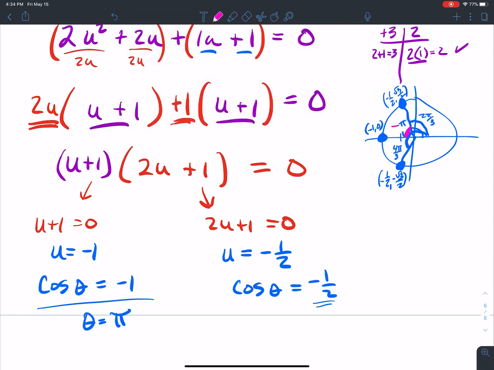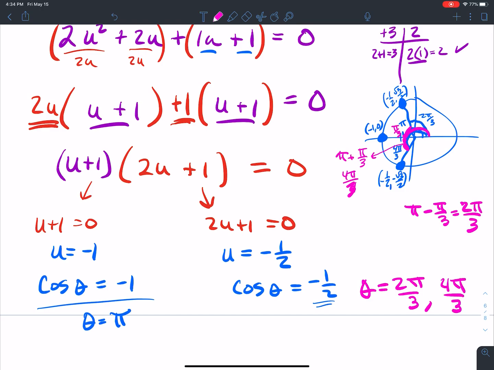You know you're going up pi over 3. So if I know pi minus pi over 3 gets me 2 pi over 3. And then this reference angle down here, that's a pi over 3. But if I went all the way here, I'm adding pi to that. That gets me the 4 pi over 3, okay? So theta equals 2 pi over 3, but also 4 pi over 3.